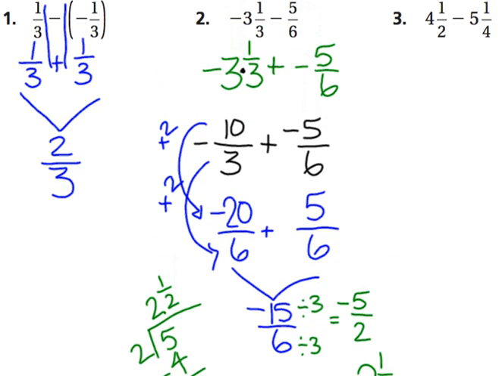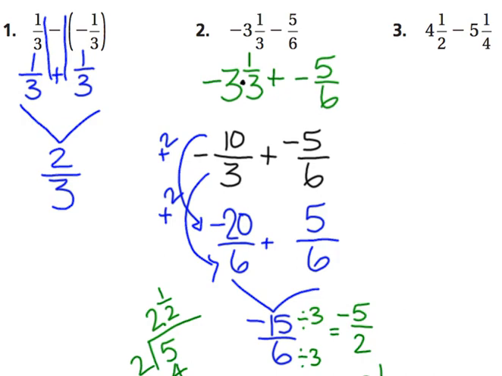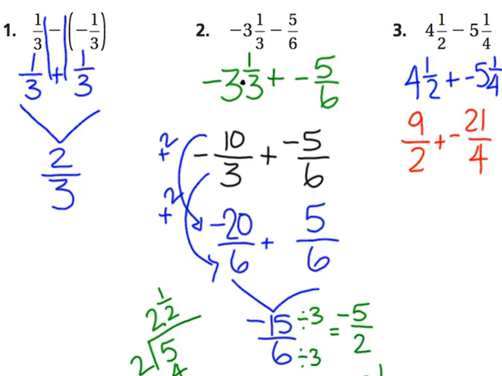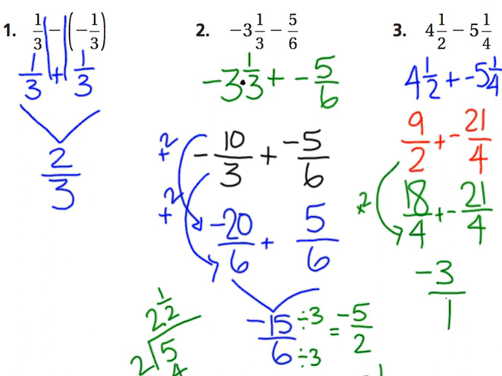Okay, third example, we have 4 1/2 minus 5 1/4. So we're going to change this. Keep, add, opposite. Okay, changing these into improper fractions. The first one's going to be 9 halves, and the second one is going to be 21/4, or negative 21/4. The common denominator I can use is 4. The second fraction is going to stay the same, and the first one I multiplied by 2, and 9 times 2 is 18. So now I'm going to add 18 plus negative 21, which is negative 3, and the denominator stays the same. So we get negative 3/4 for number 3.